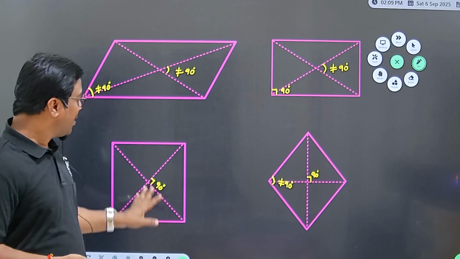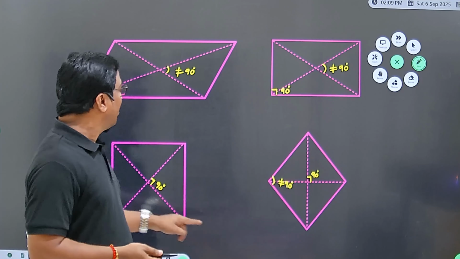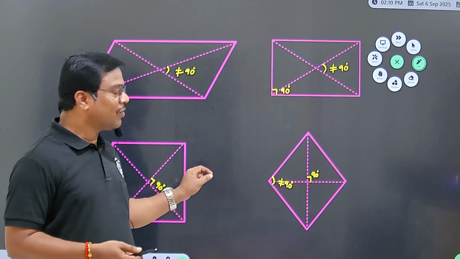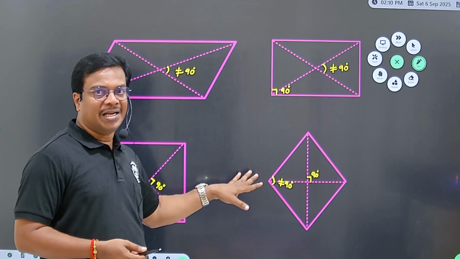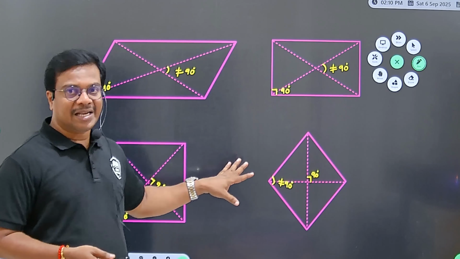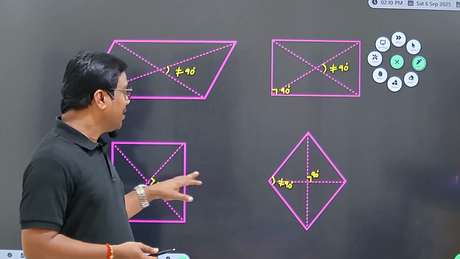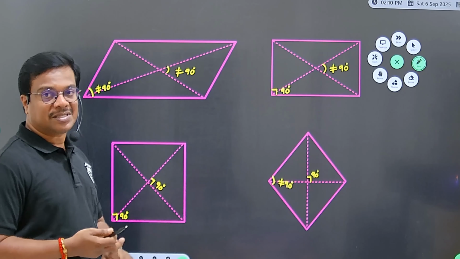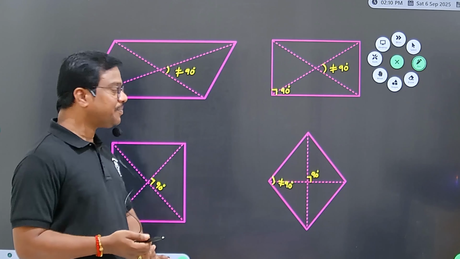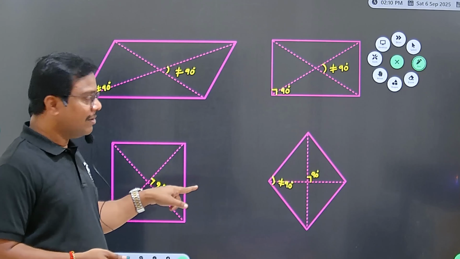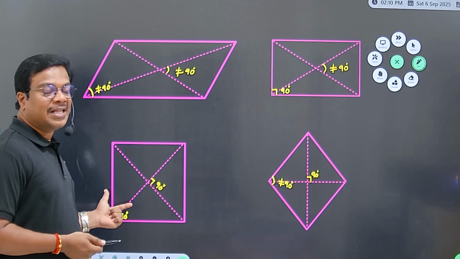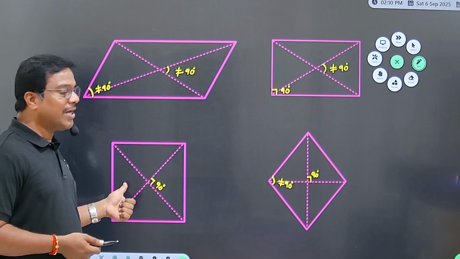Next, here observe, all the four sides are equal in length. Of course, opposite sides are parallel as well as equal. When the four sides are equal in length in a parallelogram, then it is called a rhombus. Both represent a rhombus. And in particular, whenever adjacent sides have an angle of 90 degrees, it is known as a square.